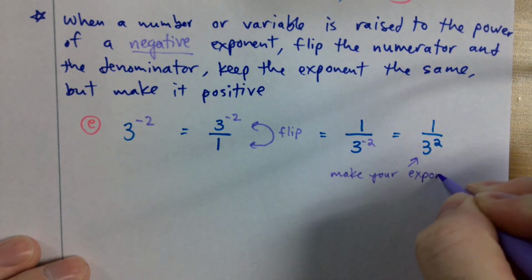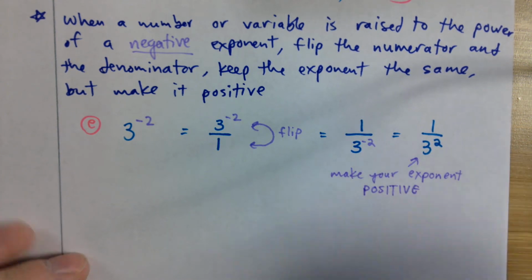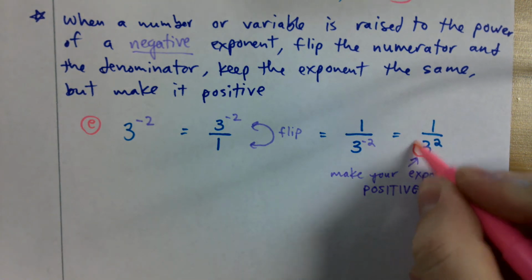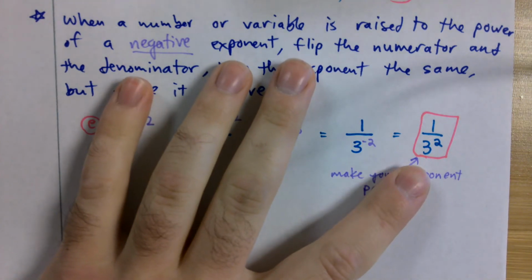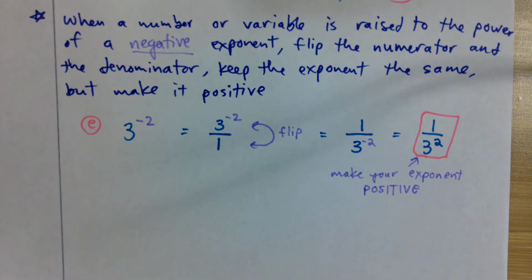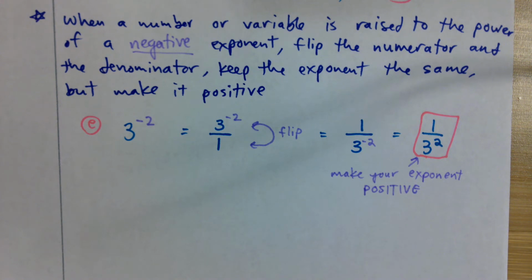I'm just going to add in a little note here to make your exponent positive, then I'll put a box around our final answer. Now, technically, we should take this a step further and simplify our denominator, giving us a final answer of 1 over 9. But since we're just worried about learning how to do this whole negative exponent thing, just leave it like this for now. That's completely fine. And on your worksheet that we're going to get in a couple minutes, leave your answers like this with the exponent. It'll help me when I'm taking a look at your work.